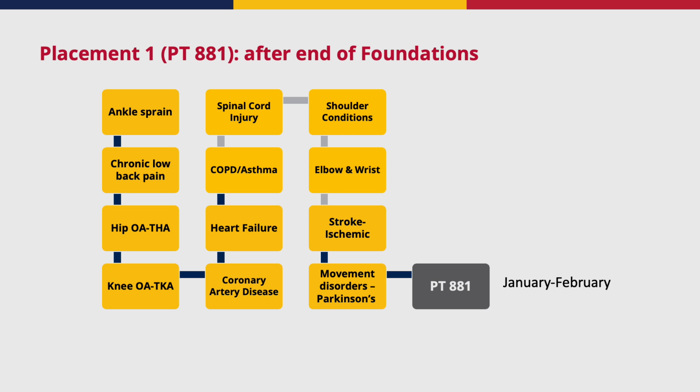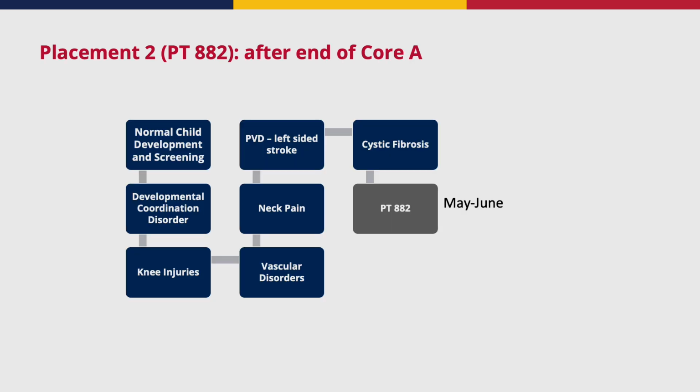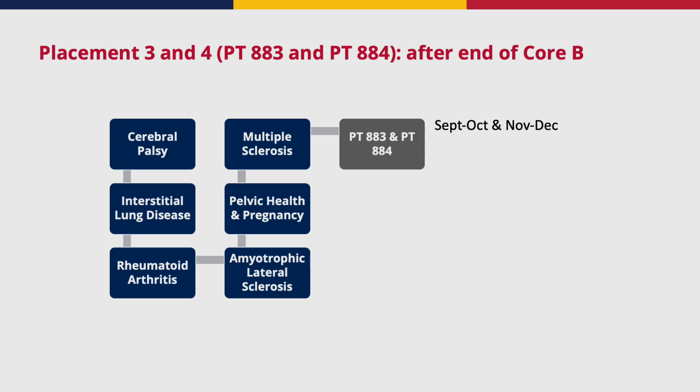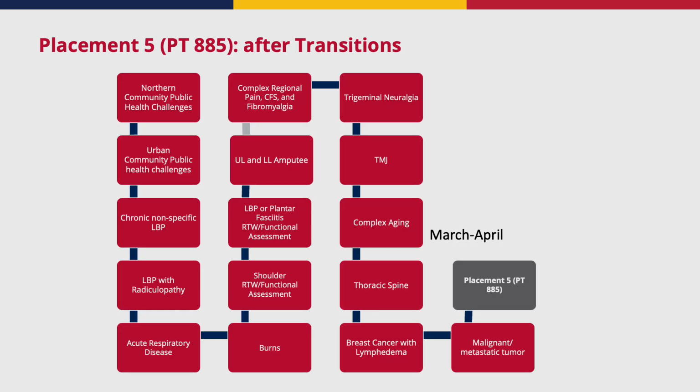As you may recall, we previously mentioned that students will work through a series of case studies in their academic block before they come out on clinical placement. What you see on this slide is the list of conditions that will be covered during the academic block prior to the PT 881 or first clinical placement of the program. This slide includes the range of conditions that will precede placement number 2 or PT 882. This slide includes the range of conditions that will precede placement 3 and 4. And finally, this slide includes the range of conditions that will precede placement number 5 or the final clinical placement of the program.